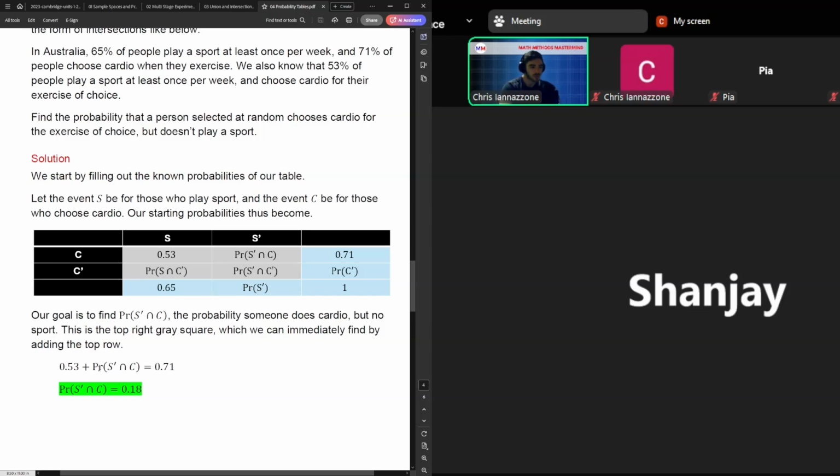If you already have a deep understanding of how it works, then you would just hone in on the one that you actually care about, which in this case is choose cardio but not sport. So this is the not sport column, this is the cardio column, so we wanted this one. That's what we cared about.